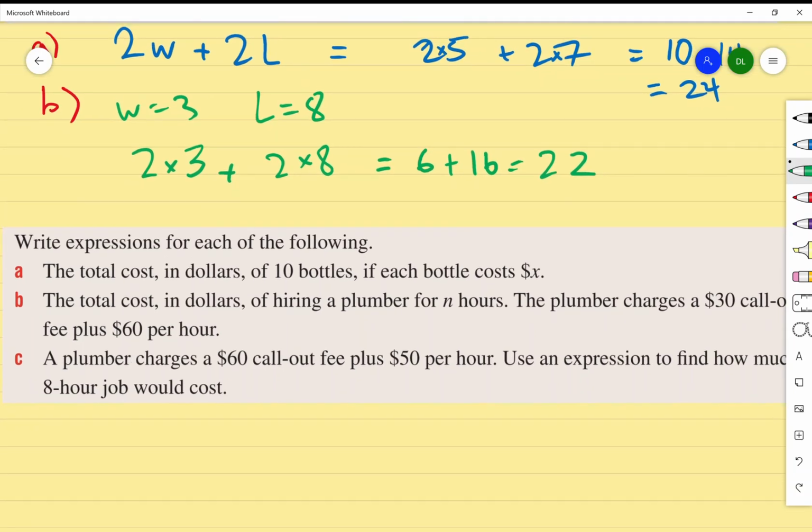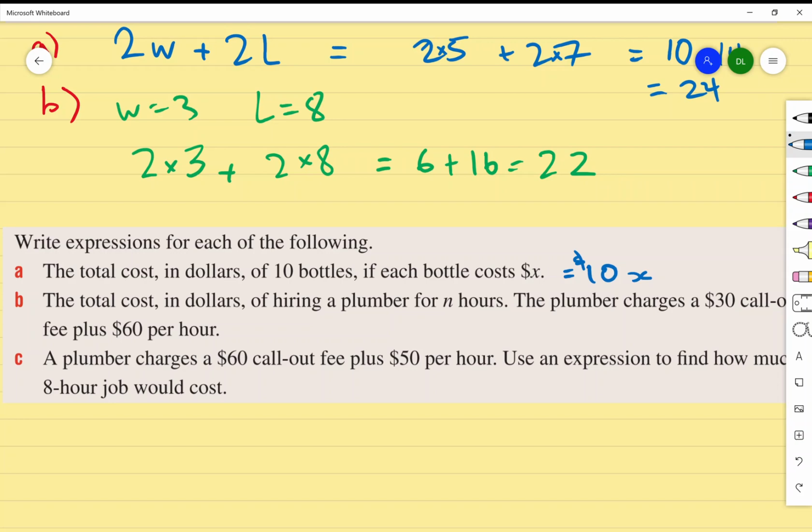So, for example, in A, it says the total cost in dollars of 10 bottles if each bottle costs X dollars. So, all I need to do is figure out an expression that tells me how much the thing costs in total if I have 10 bottles and each bottle costs X dollars. Well, I treat it just like if I was at the canteen, right? If potato cakes are $2, and I buy 10 of them, I'd go 10 times 2. So in our situation, I know there are 10 bottles, but I don't know how much they cost, they're X, so I just write 10X. And then I'm going to add a dollar sign on the front, just so I'm more accurate.